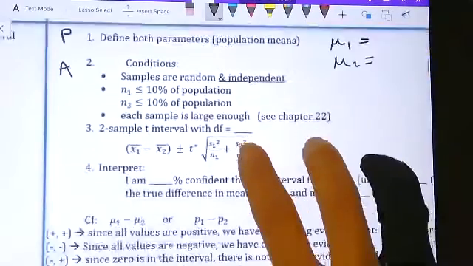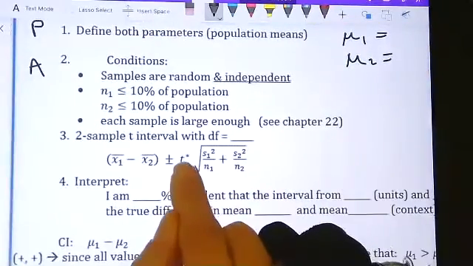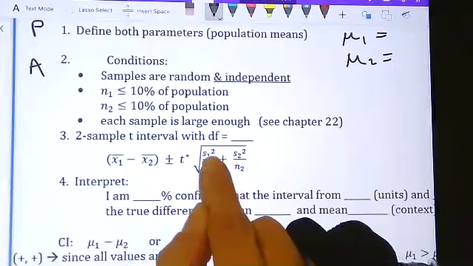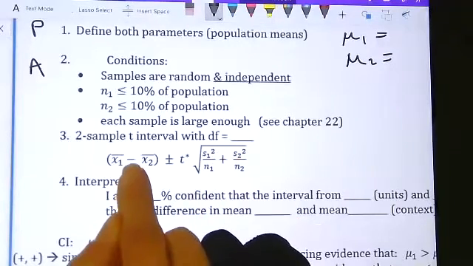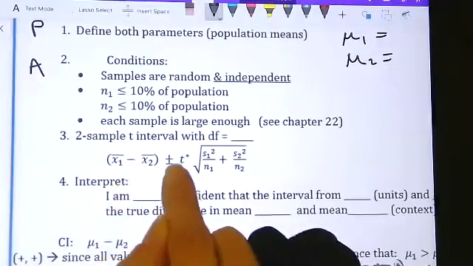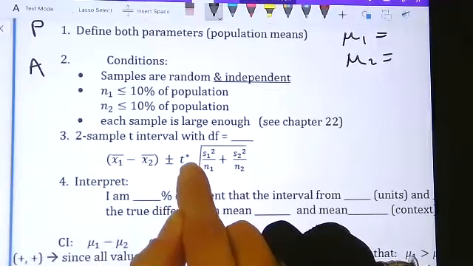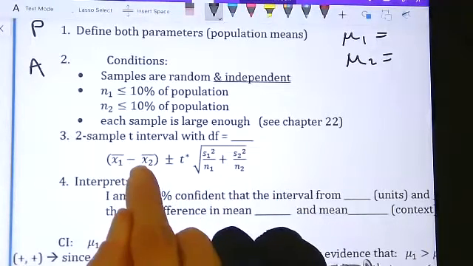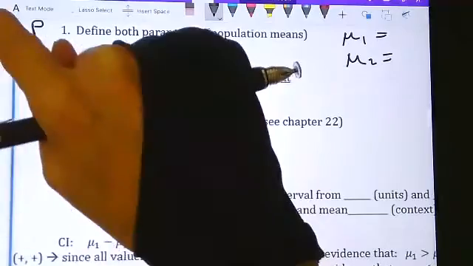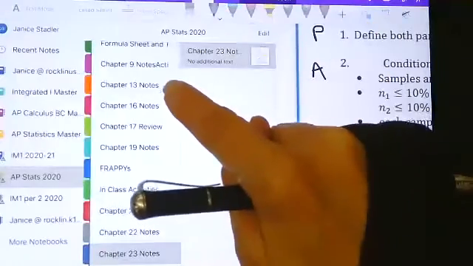So we can use a normal model, which converts to a t-model, because we're going to be using our standard error here instead. So we take the difference in our two sample means, plus or minus t star. You can get that from a table. And then the standard error of x bar 1 minus x bar 2. This is on our formula sheet.